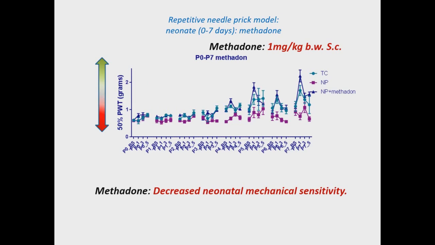I showed you the response of the animals, and that's now here in purple. You see here, this is the needle prick animals. They became more sensitive, I showed you. But here is the control as well as the needle prick with the methadone. And we see the methadone-treated animals did not develop acute pain. So the methadone is rather effective in this stage. So there is a decreased neonatal mechanical sensitivity due to the use of this methadone in this first postnatal week.